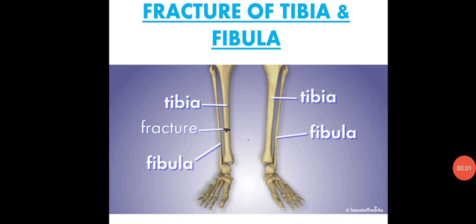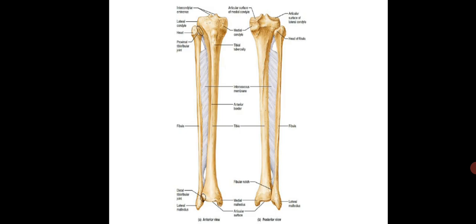So hello everybody, today we are going to learn about the fracture of tibia and fibula. As you can see, the fibula and tibia bones. The tibia bone consists of three parts, that is the upper part, middle part and the lower part. The upper part consists of the lateral and medial condyles. The middle part consists of the shaft which joins the two parts of the tibia. The lower part consists of the lateral and medial malleolus.